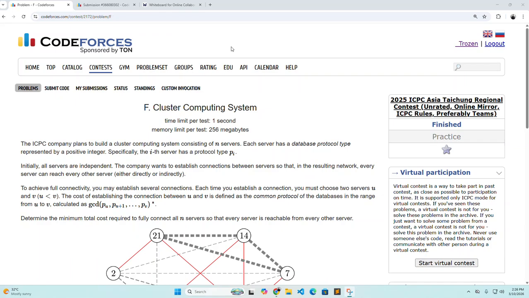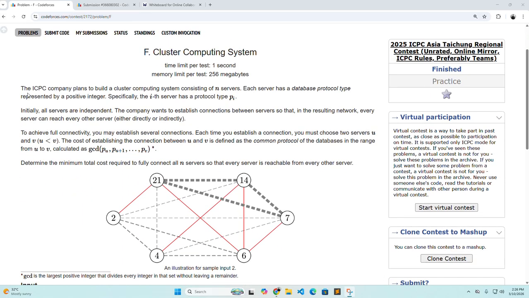Today we will discuss the cluster computing system problem. It appeared in the ICPC Asia Taichung regional contest. The problem states that the ICPC company plans to build a cluster.